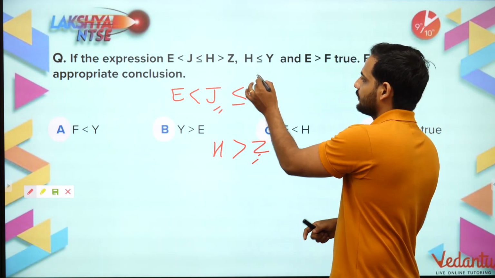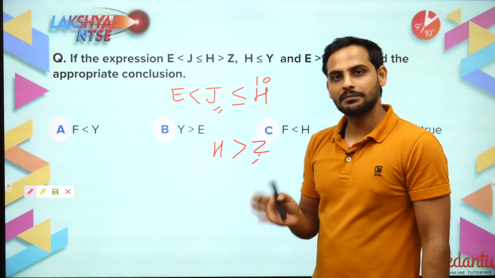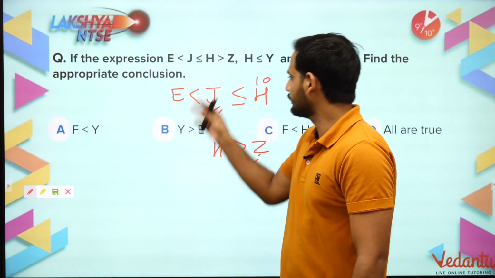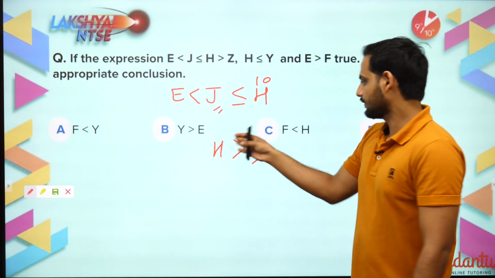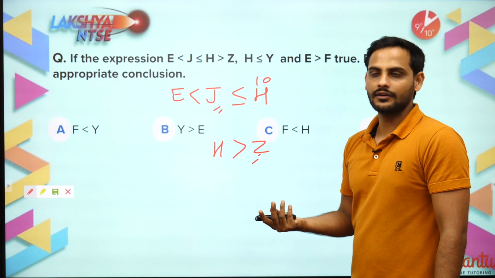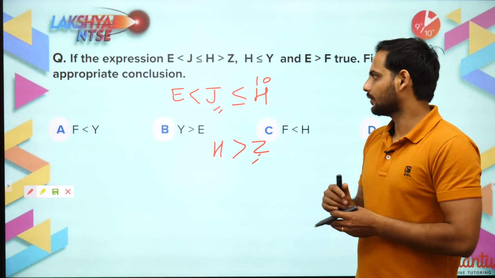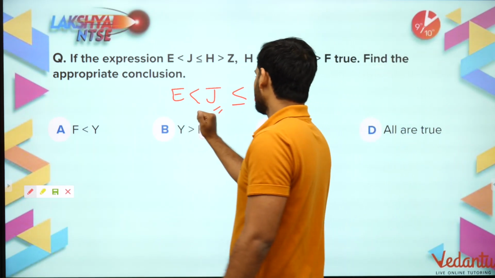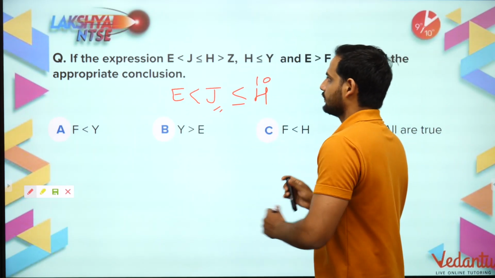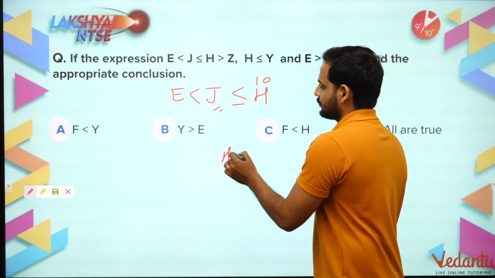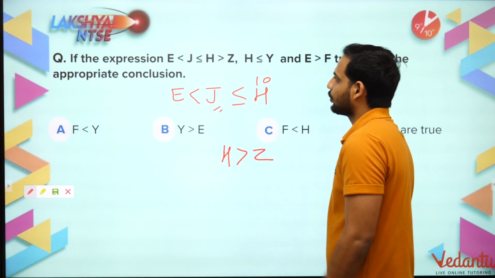Why? Suppose H is 10. So now this J can be 10 or less than it anywhere. Suppose J is 8 and Z is 9. What then? Or what if J is 10 and Z is 9? So we can't determine about these two. I can say definitely the order of E, J and H is this, and H is greater than Z. This is one more order I want.